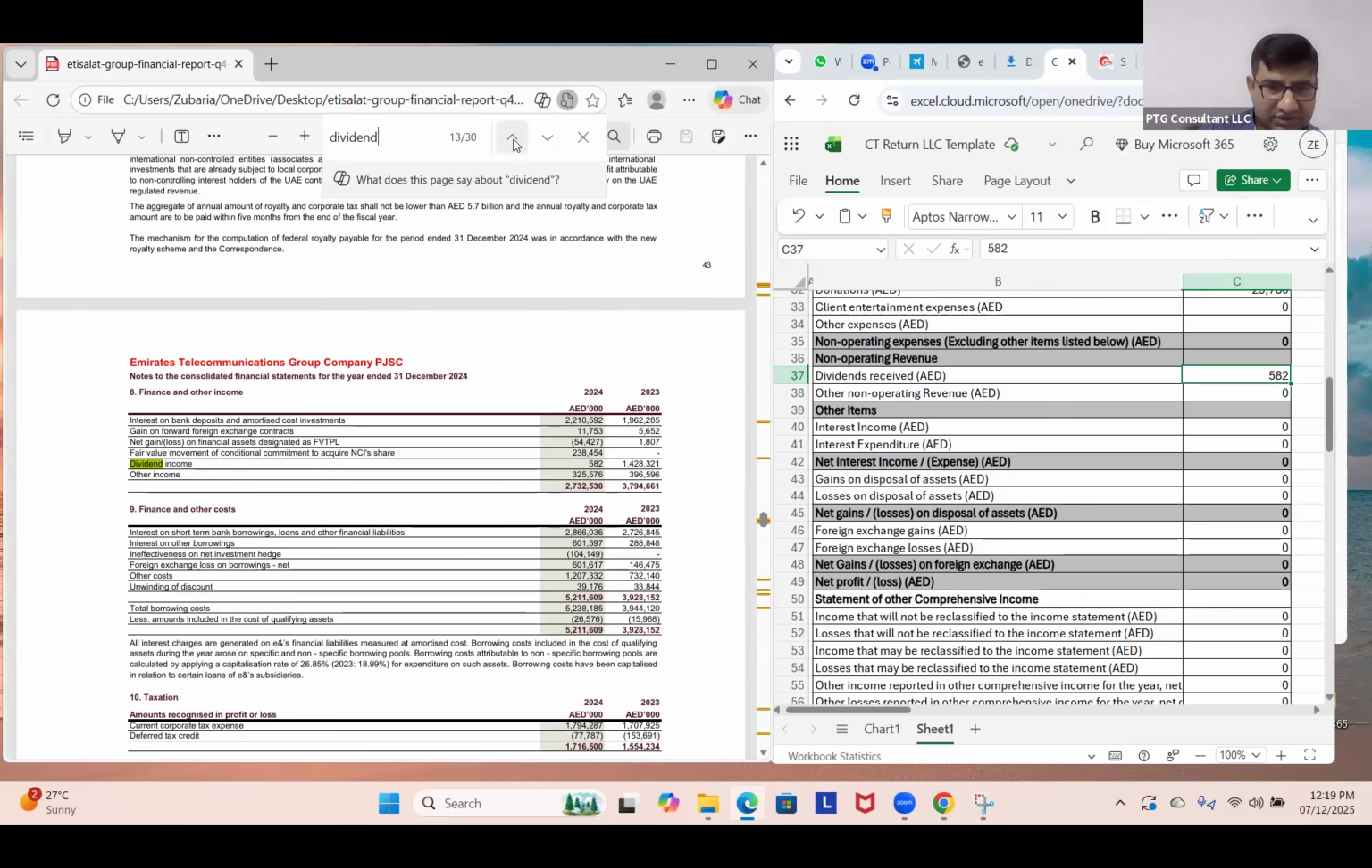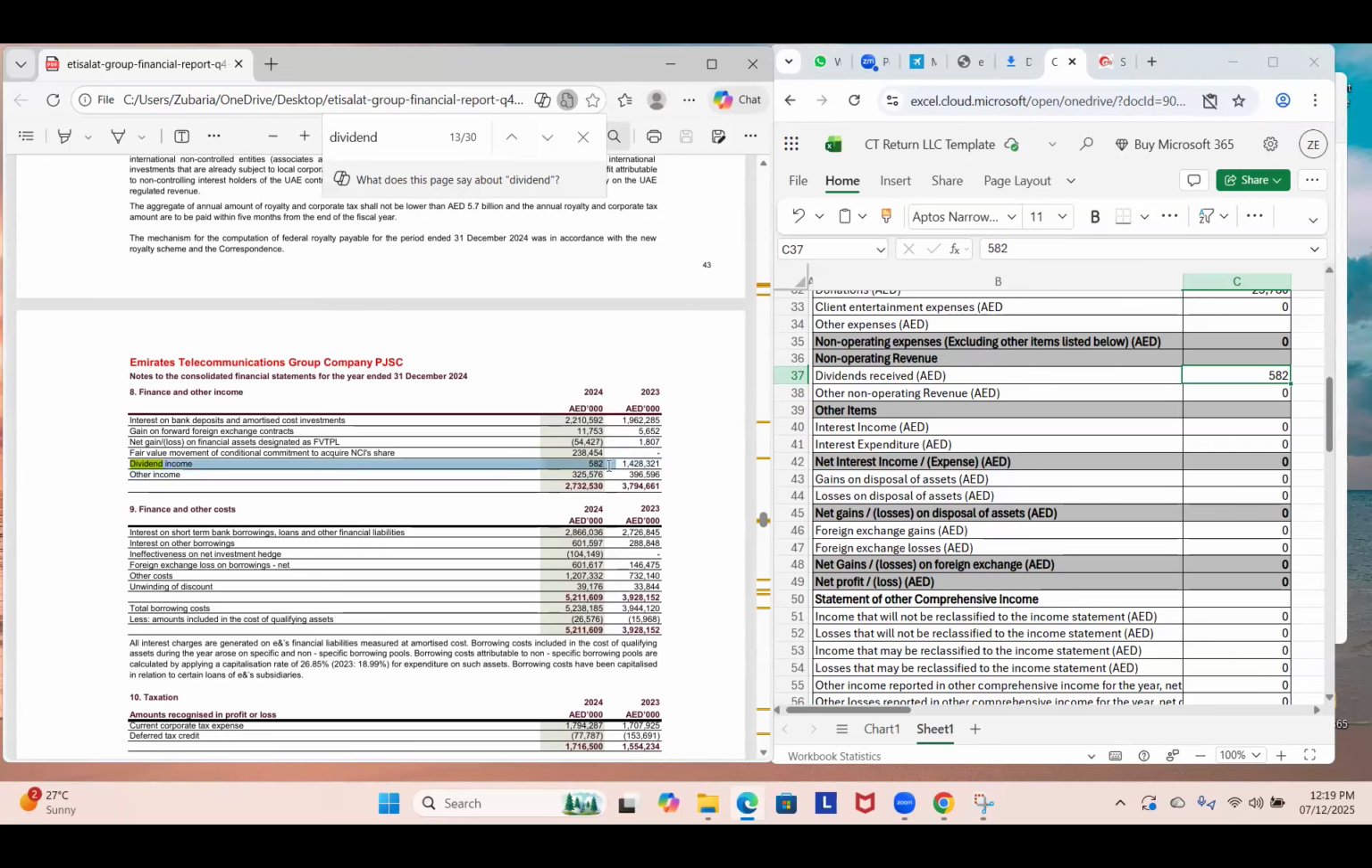Dividend. Yeah, this is again mentioned as dividend income. Yes, this is 582, finance and other income, note number 8. So in total they are stating that the finance income in the P&L, dividend income, is 582. But in the distribution it's showing 1.5.